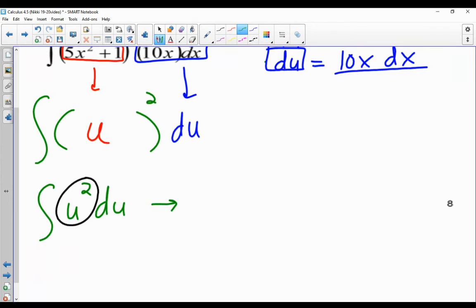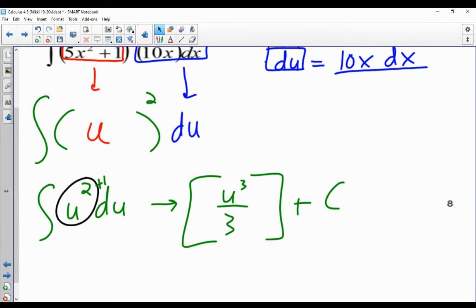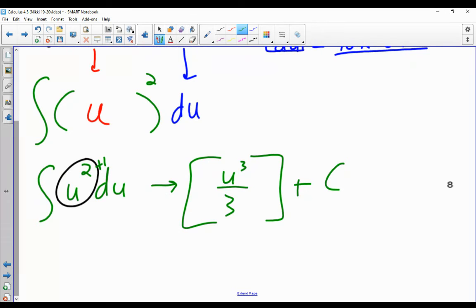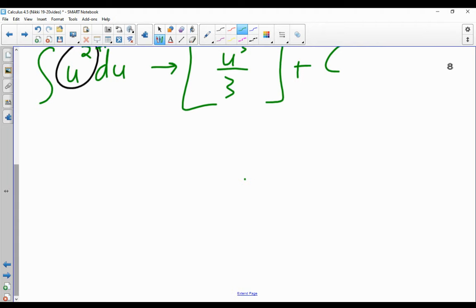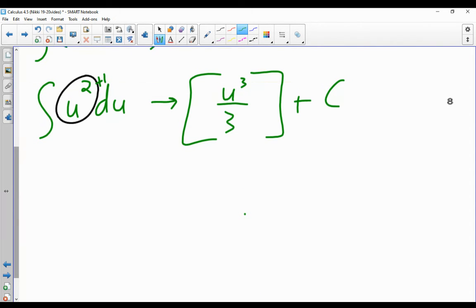So let's do it. Antiderivative of u squared: add 1 to the power, which gives you 3, then divide by the new power, plus c. There you go. There's your antiderivative. However, you don't leave it as u. You only used the u to do the antiderivative. And now you have done that, so you don't need that u anymore.